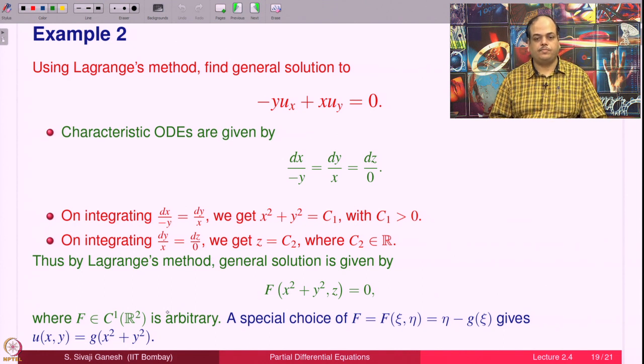Please note that if you have integrated this differently from what is done here, you will get F of some other two functions equal to 0, and these two functions will be related somehow. They will be functionally dependent. I do not want to use these terms and discuss this further, but as long as you get phi equal to constant and psi equal to constant representing characteristic curves, capital F of phi comma psi equal to 0 will always represent a general solution, provided we can solve for z in terms of x and y. For example, if I chose this F, of course, this is solvable: u equal to g of x squared plus y squared, where g is an arbitrary function.